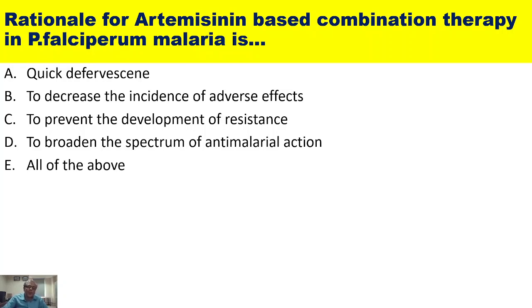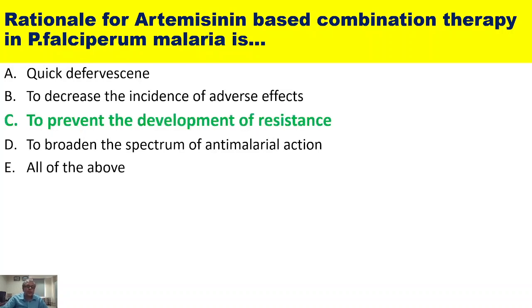But dear friends, the purpose of ACT is that artemisinin derivatives are presently very effective, but we have no other option. If there is a development of resistance, presently we do not have any other agents which can act on P. falciparum malaria. So to prevent the development of resistance, we give this agent in combination with another agent which is longer acting. So the correct answer is to prevent the development of resistance.